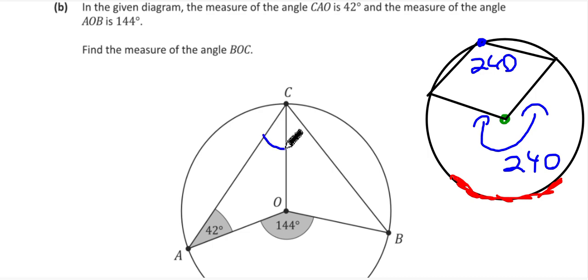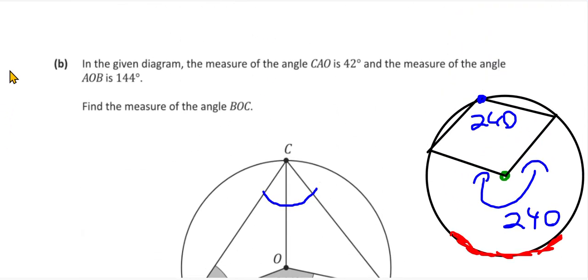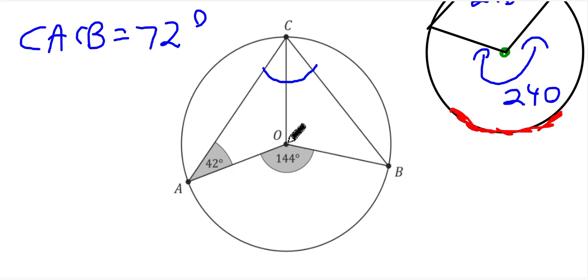So in this case, can anybody tell me what those two blue angles combined are? Do we have to give reasons? 72. So what we'll say is angle ACB is 72 degrees. Happy with that? Now, what type of triangle is this one? Why is it isosceles? Yeah. So I say this angle's 42. Why is it 42? Because it's an isosceles triangle.